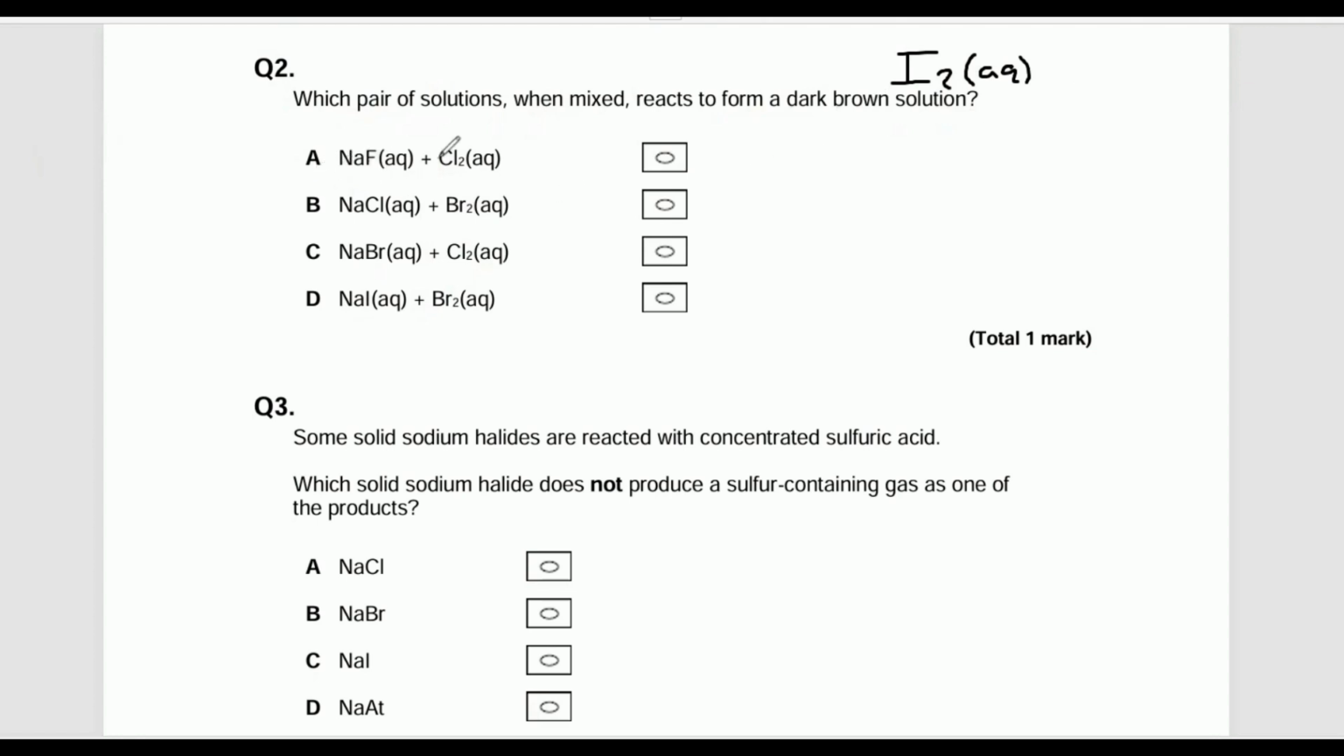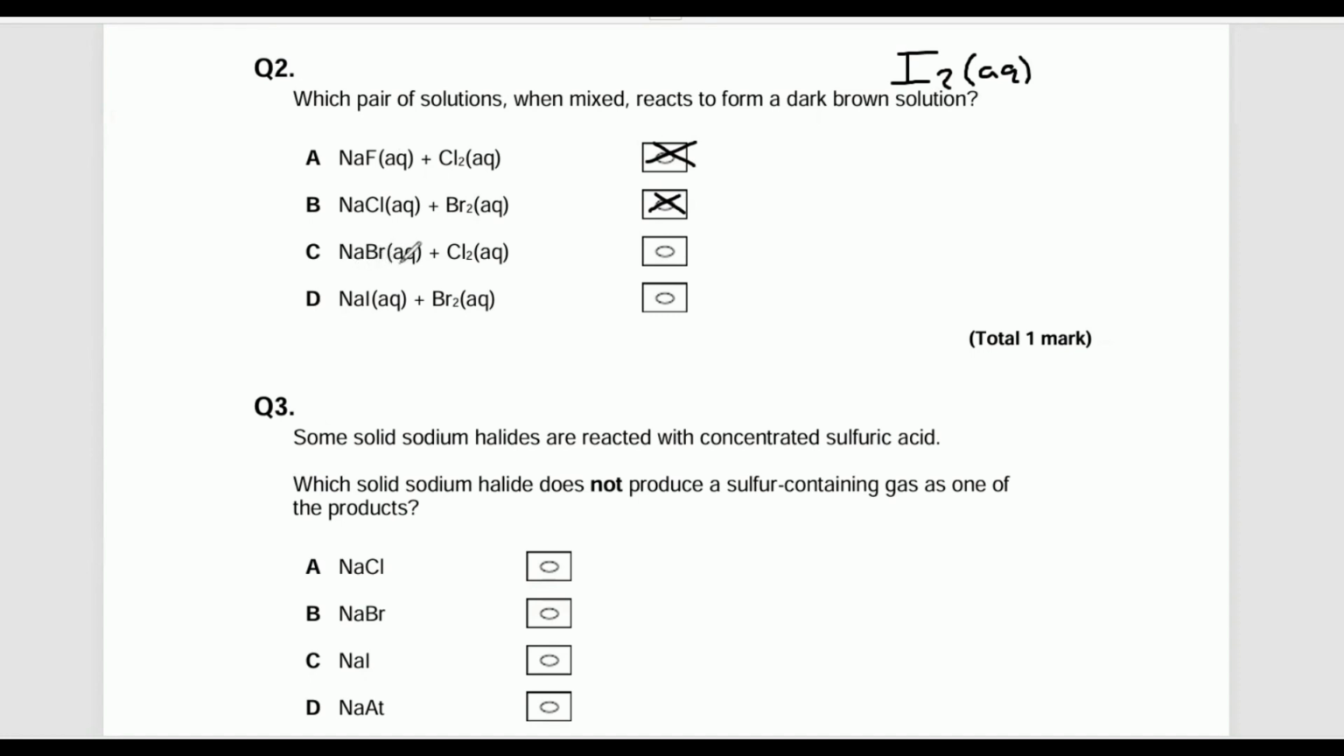So we've got sodium fluoride plus chlorine. What's going to happen there? Nothing, no reaction because chlorine can't displace fluorine. Fluorine's more reactive. We've got sodium chloride plus bromine. Again, no reaction. Bromine's not more reactive than chlorine, so it doesn't displace it. So we've got no color change going on here.